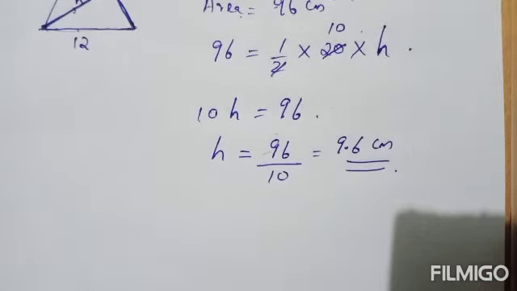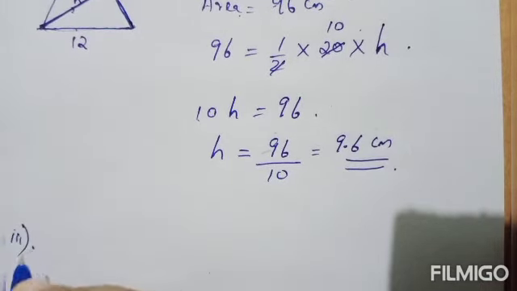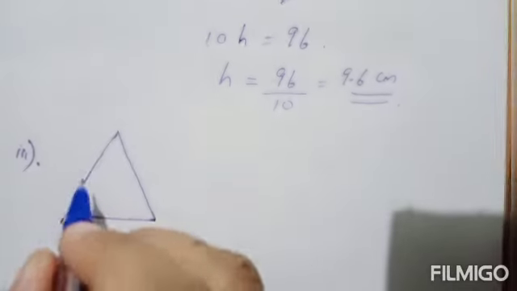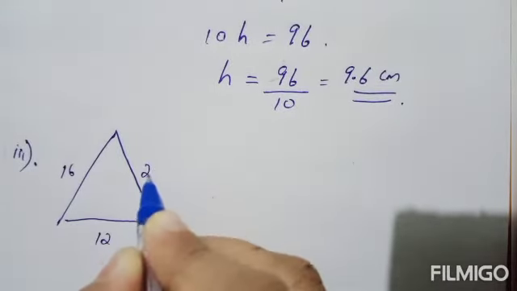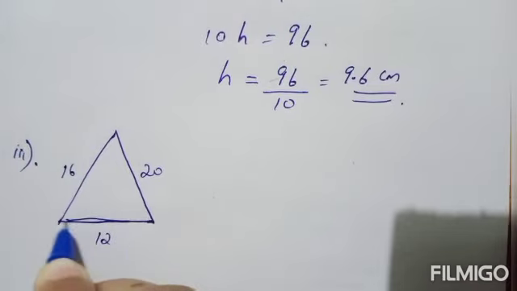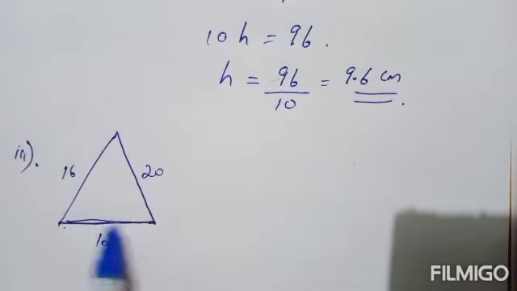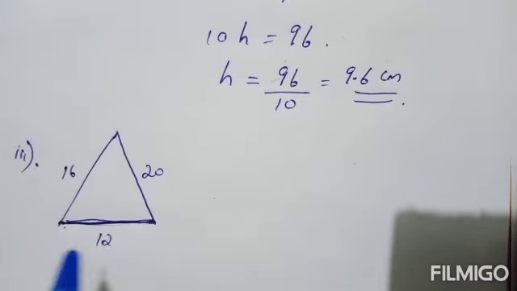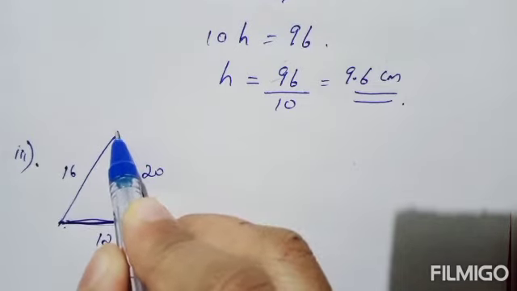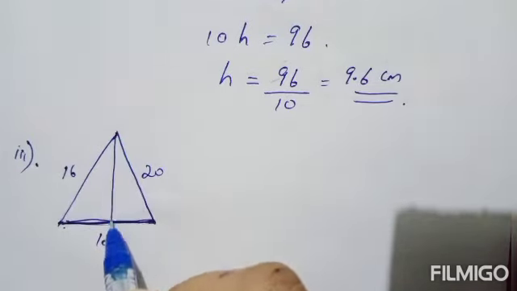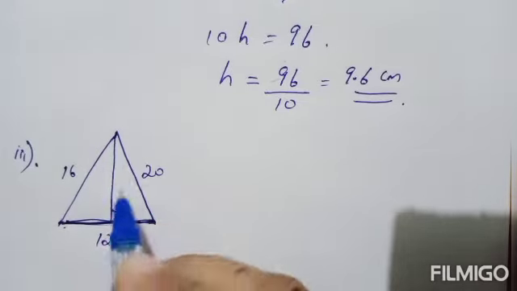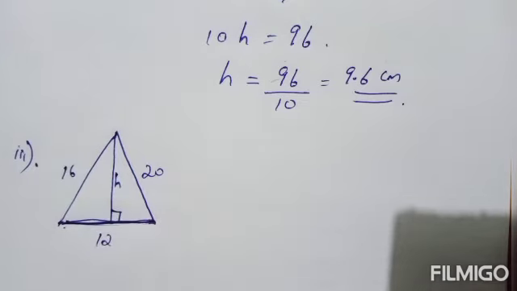Okay. In that third one, the height of the triangle corresponding to the smallest side. Here we know the triangle's sides are 16, 12 and 20. Corresponding to the smallest side means the smallest side here is 12 centimeters. So the corresponding height of this side you need to find. How can you draw the corresponding height from the opposite vertex? You can draw a perpendicular to the 12 centimeter side. This is the corresponding height. Let us take it as h.